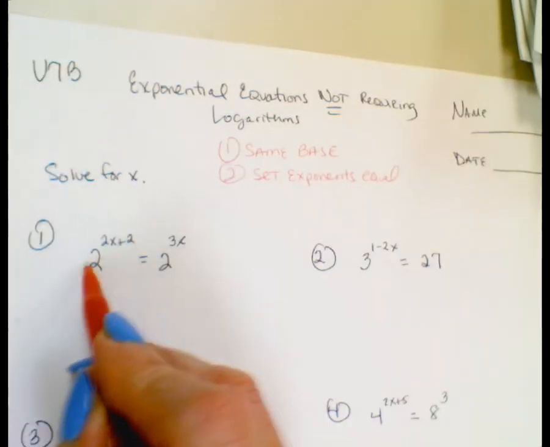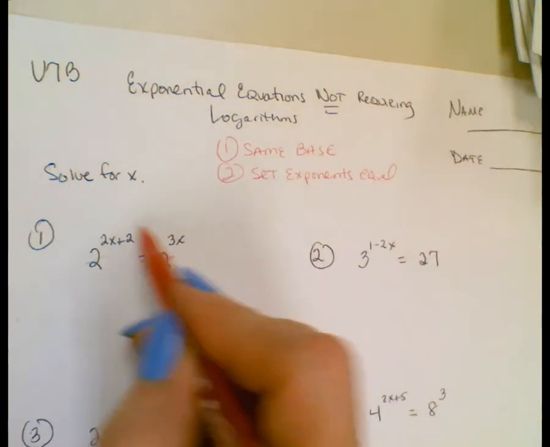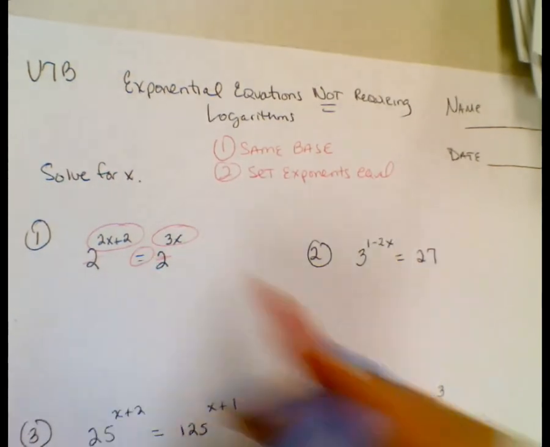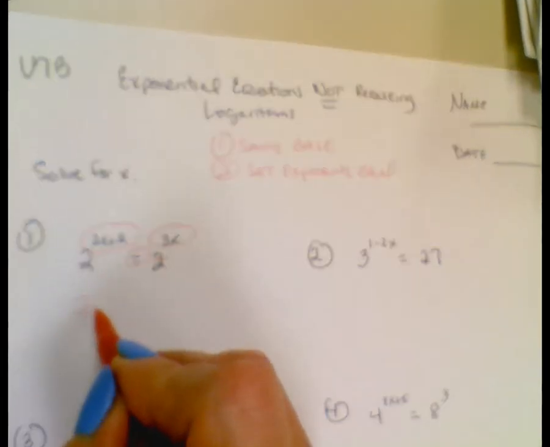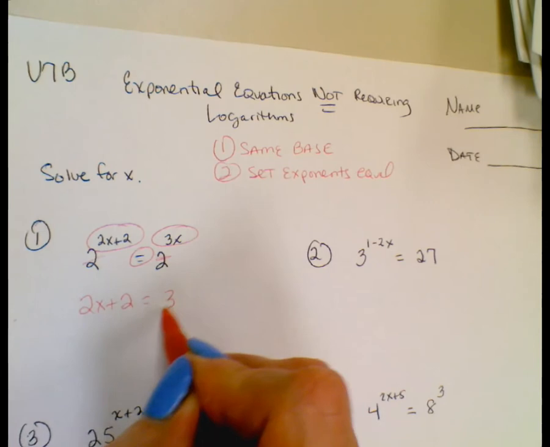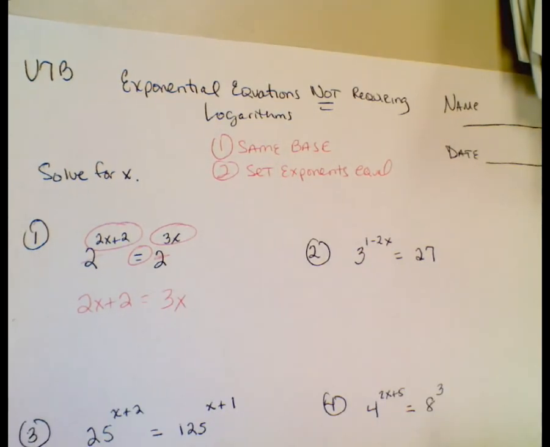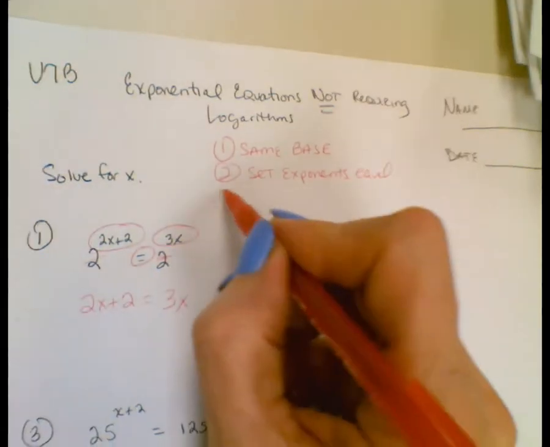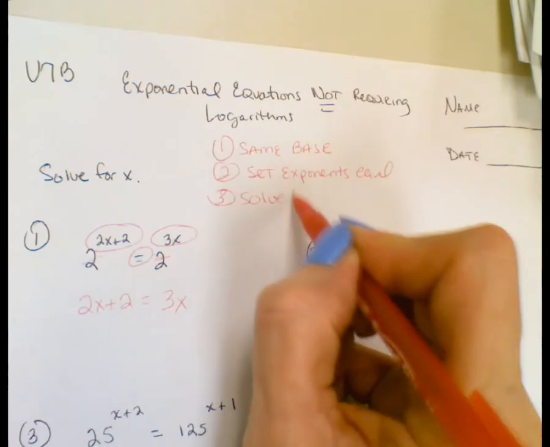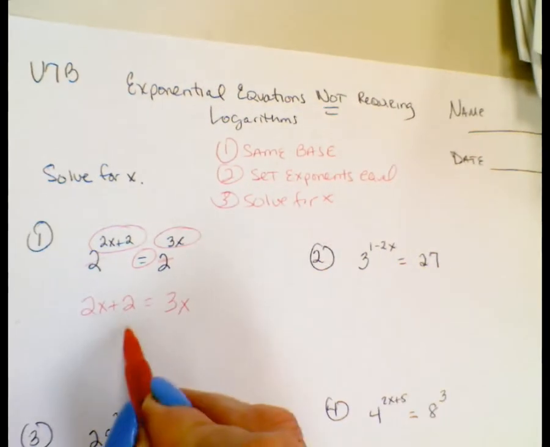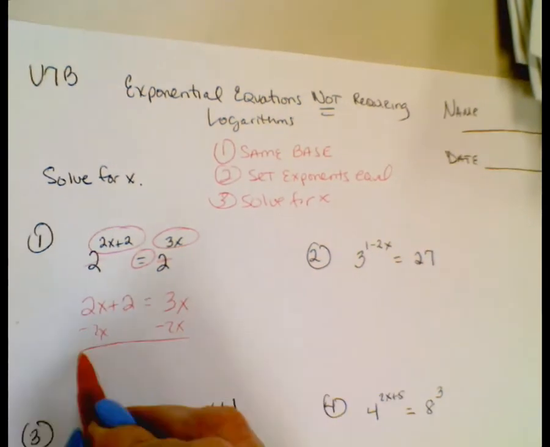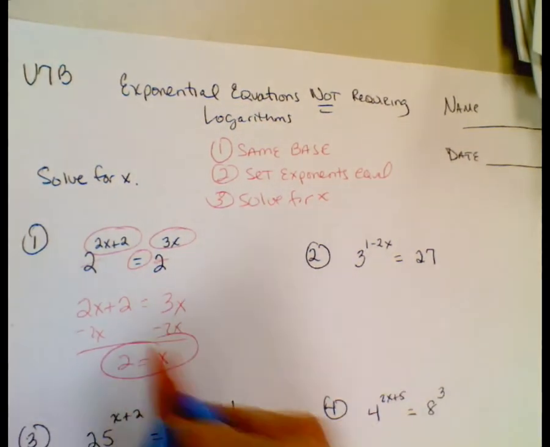So we're not going to look at the 2's here. We're ignoring these. We're going to set 2x equal to 3x, 2x plus 2. Set your exponents equal. We can ignore the bases and set your exponents equal. Then we're just solving for x. So step 3 is solve for x. So we're going to subtract 2x from both sides, and x is 2. Done.